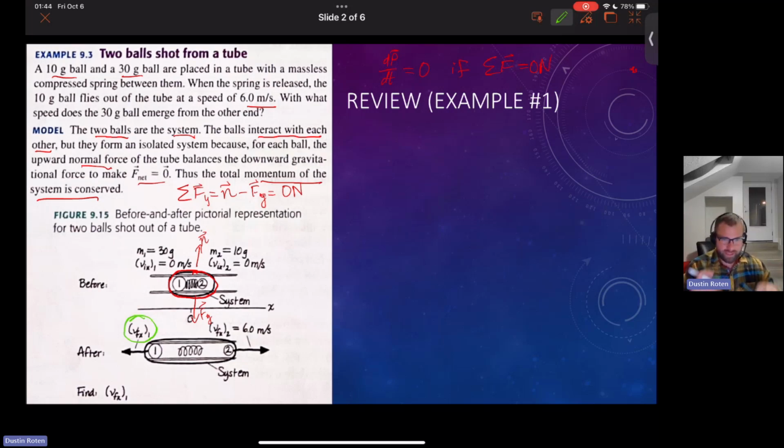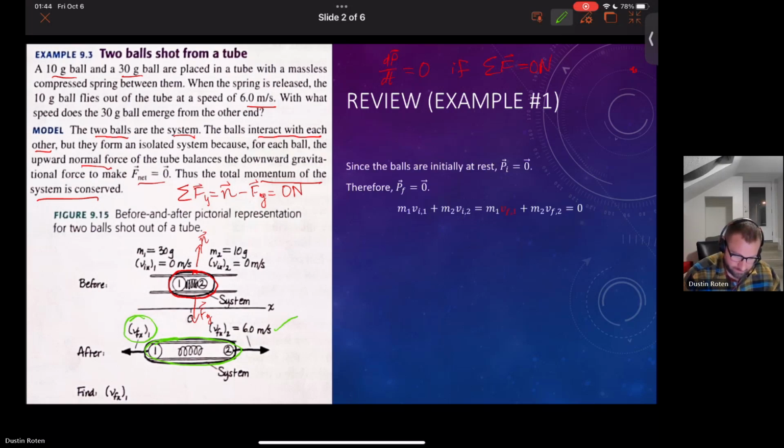So the system is still the same. We still have this system of both balls. It's just that all the momentum in there needs to equal 0. All the momentum has to cancel out. So we have our masses, we have our velocity of one of them. We just need to know the velocity of the other.